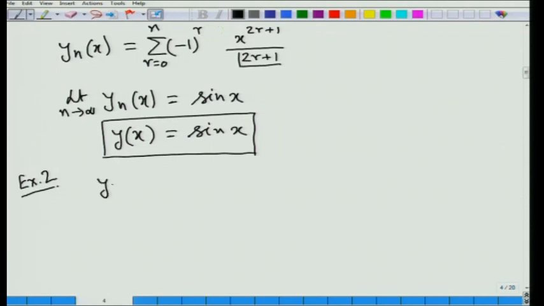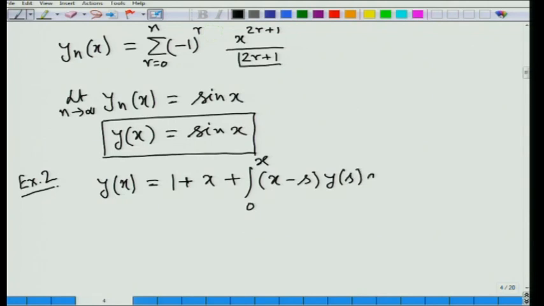Example 2. It is given by y x equal to 1 plus x plus integral 0 to x of x minus s, y s ds. This is the given integral equation. Here again y0 x is equal to 1 plus x, because this particular expression is our f x. So, y0 x equal to 1 plus x, that is actually f x.